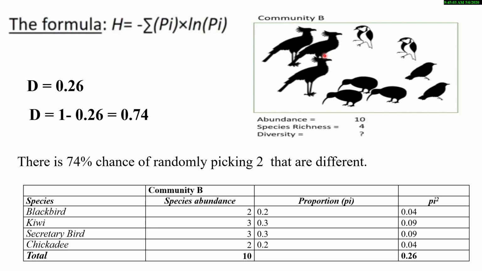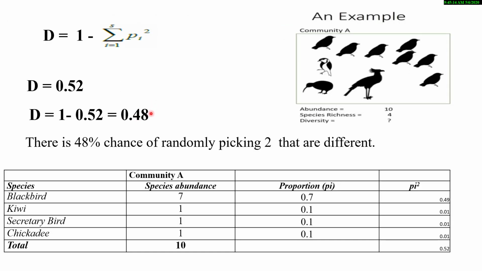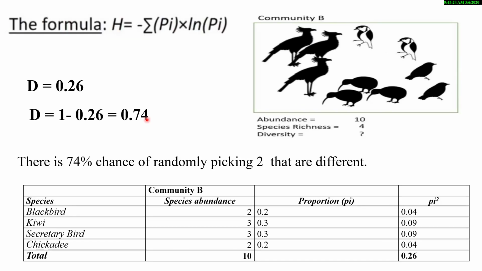So in other words, the diversity of species in community B is larger than community A. Because in community A, there's a 48% chance of picking 2 different species at random, whilst in community B, there's a 74% chance of picking 2 species at random that will be different.